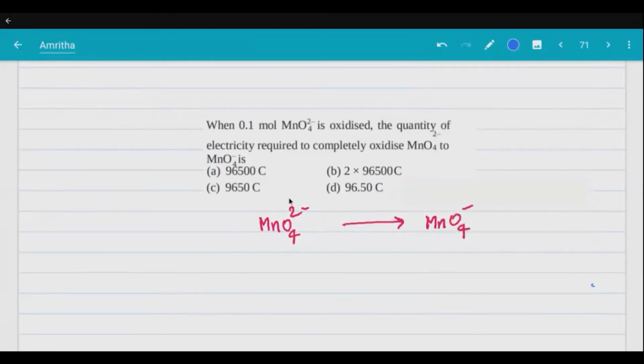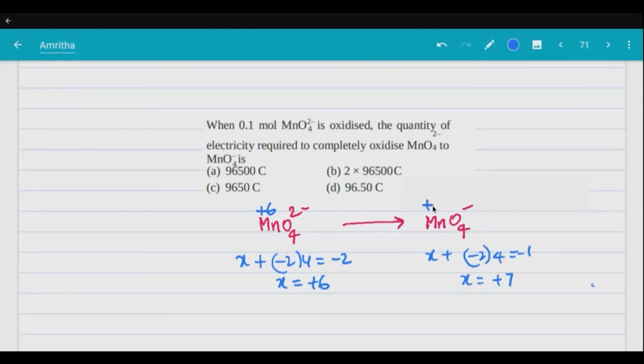Let us find out the oxidation number. Left side, what is the oxidation number of Mn? Plus 6, right? Exactly. Plus 6. Right side how much? Sir, how did you calculate this? Very simple. X, I have taken, minus 2 into 4 is equal to minus 2. X is equal to plus 6. So here x plus minus 2, oxygen is minus 2, we know this, it is oxide. So x is equal to plus 7. Plus 6 to plus 7, so it is losing electron, right? It is losing 1 electron.